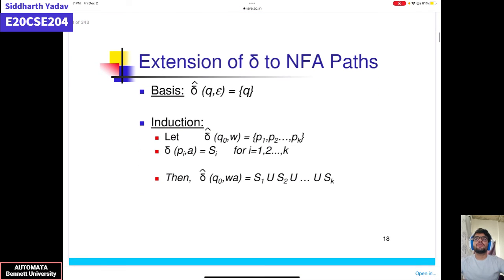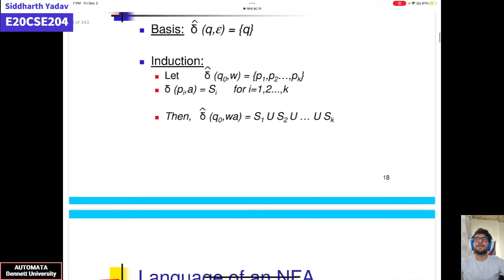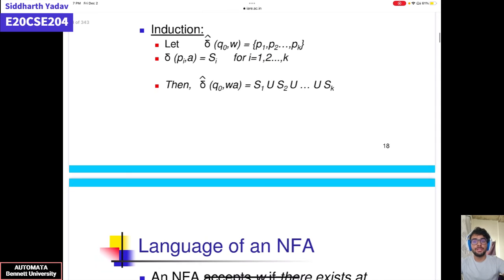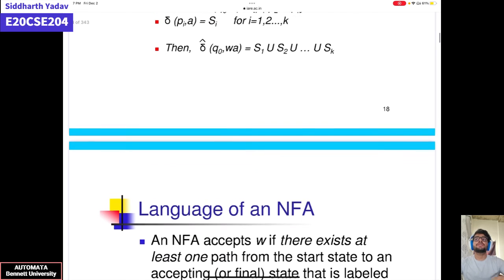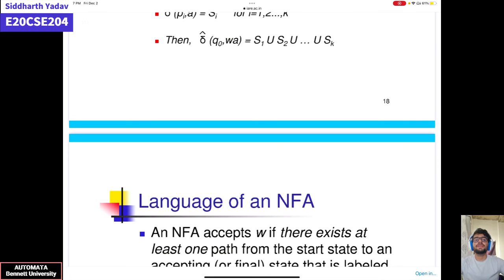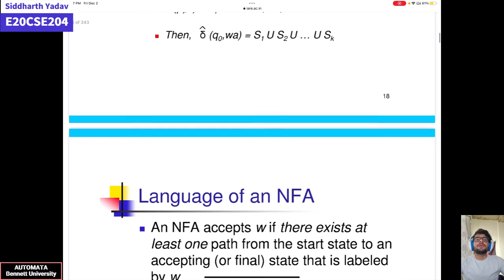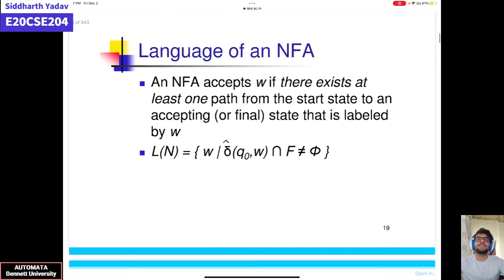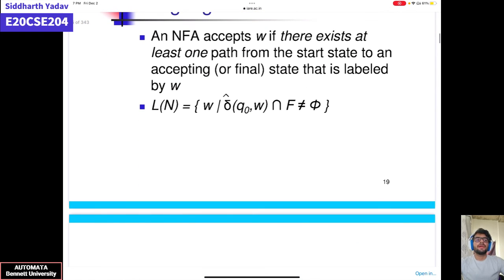Extension of delta to NFA paths. This is the basis. Let delta of Q0 and W lead to P1, P2, through PK, with delta of Pi and A equal to Si for i equals 1 to K. Then delta of Q0 is S1 union S2 union through SK. Language of an NFA: an NFA accepts W if there exists at least one path from the start state to an accepting or final state that is labeled by W.